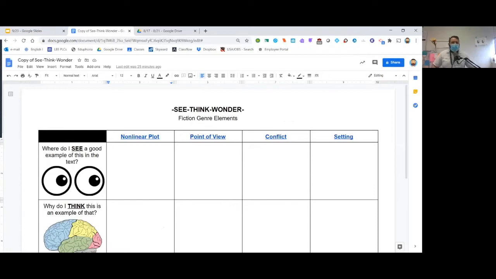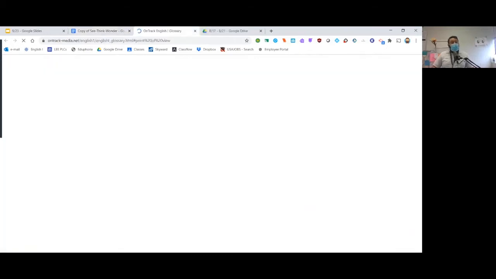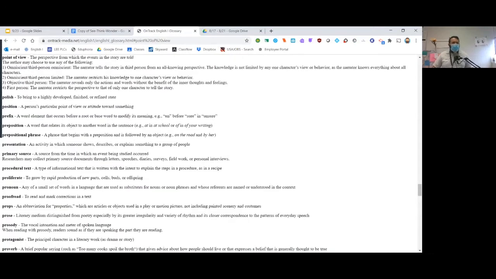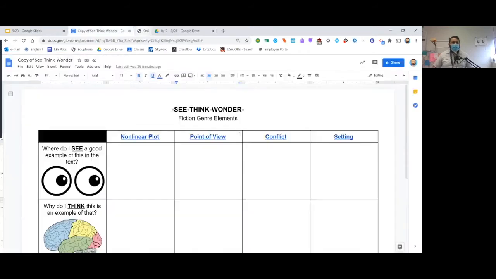Okay, and if you click on these links, they are a definition. So if you're like, what the heck is point of view? You can click that and it'll give you some definitions and maybe even some possible answers. I'm not going to read the definition of point of view, but if you want to do that, then you go ahead and do that.